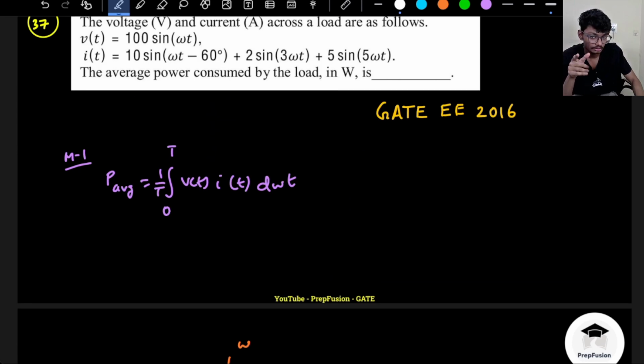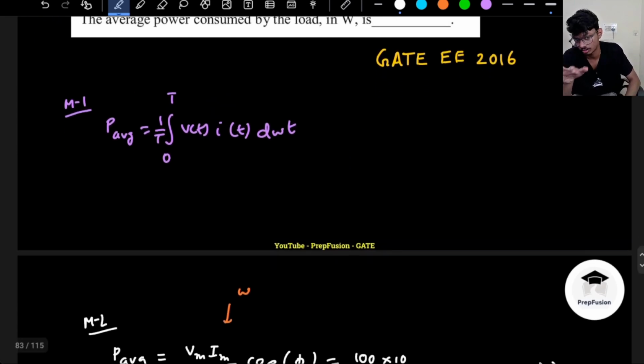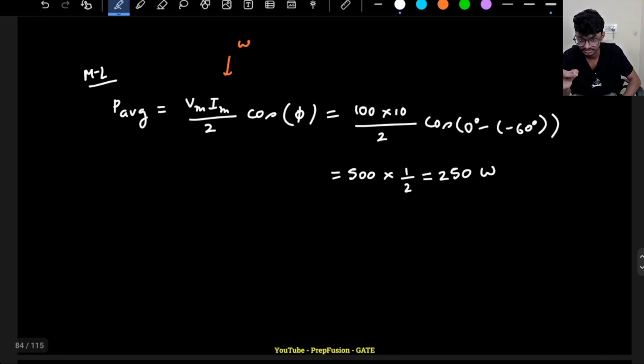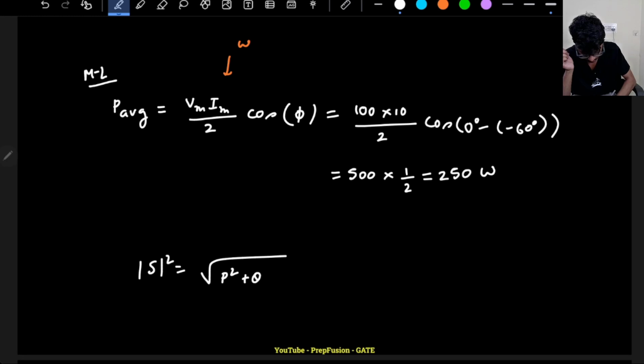But one very important point is that many educators I have seen make this mistake. Let's say you have found out the average power, and we know the power triangle, right? Because I know mod of S equals under root of P square plus Q square.